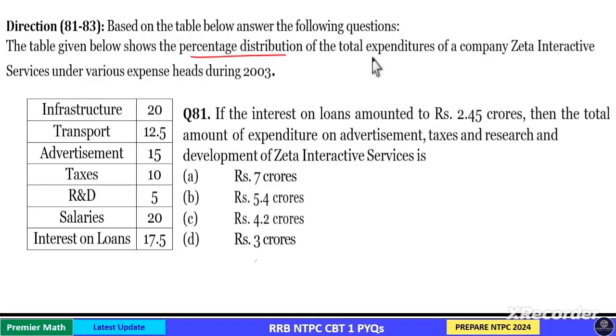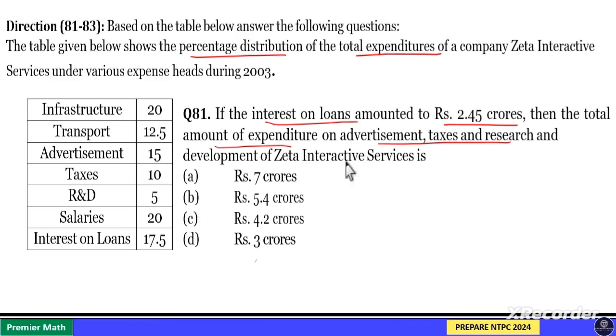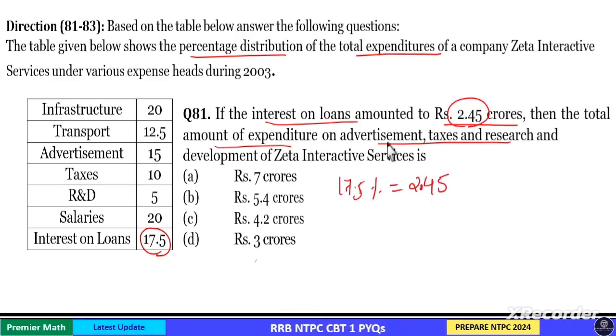Here is the percentage distribution of total expenditure of companies given in this table. If the interest on loans amounts to rupees 2.45 crores, then the total amount of expenditure on advertisement, taxes and research and development is, here, interest on loans is 17.5%. So 17.5% is equal to 2.45 crores. Then we have to find the expenditure on advertisement, taxes and R&D. This is advertisement 15%, taxes 10% and research and development 5%.